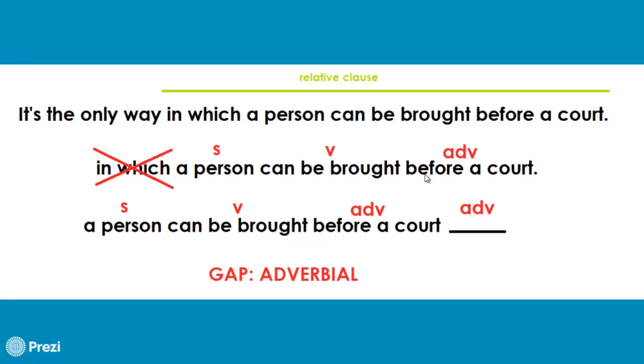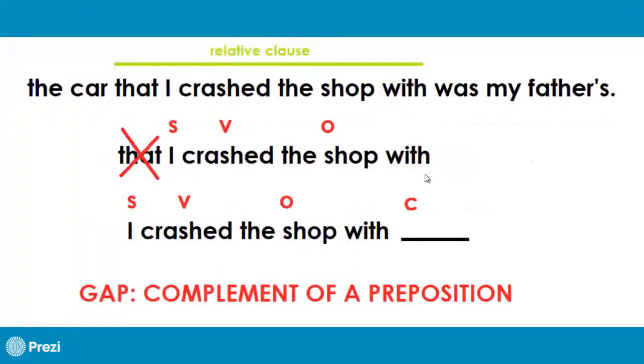In the last slide, we can see an example of a gap as complement of a preposition. Please note that in this case, our head noun is the word car, which has been post-modified by a relative clause. Remember that whenever we have the dependent clause within the major clause, we need to stop the bracketing, or stop the dependent clause, where we find the main verb of the major clause. In this case, we have removed the relative clause from the major clause, resulting in that I crashed the shop with. Remember that to identify the gap, we need to erase the relativizer. So in this case, we are removing that.